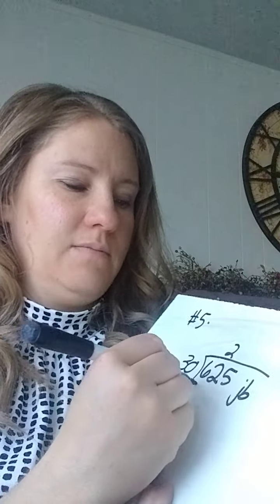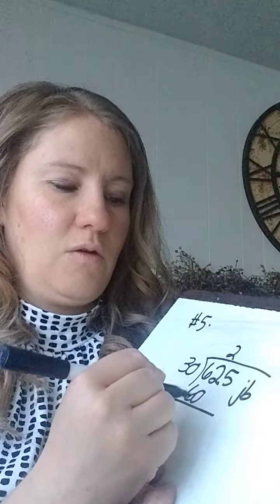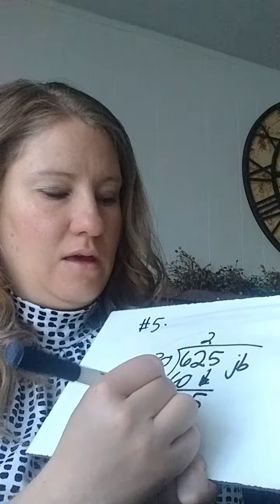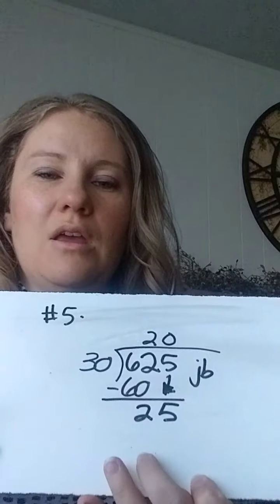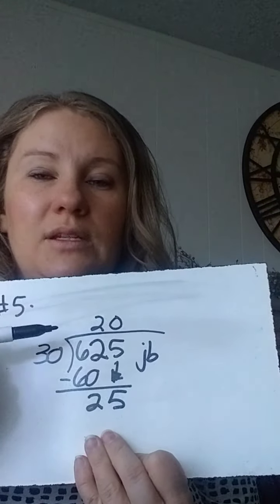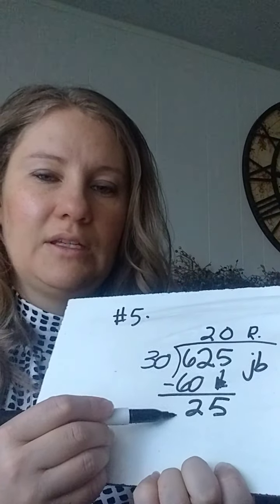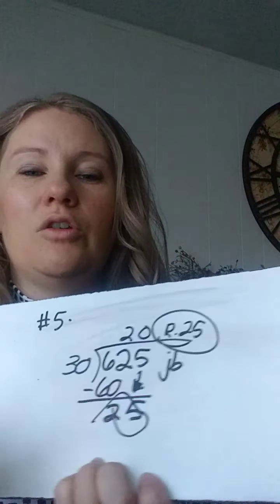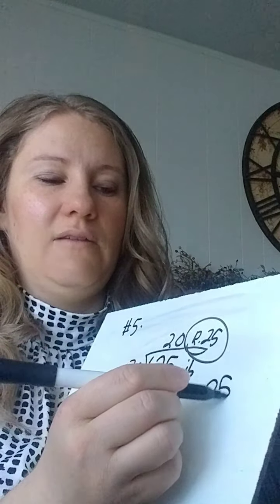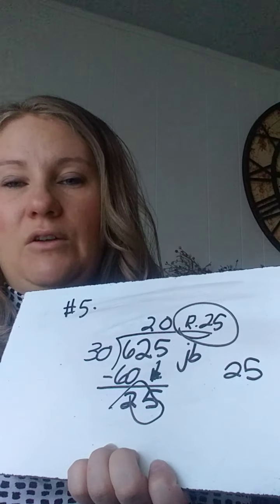So that's 2 times. We'll subtract. 62 minus 60 is 2. Bring down our 5. 30 can't go into 25, right? So we'll put a 0 above our 5. So each person will get 20 jelly beans, and we'll have a remainder of how many jelly beans? This number down here. So when the question on number 5 says how many jelly beans are left over, that's our remainder. So you can just write that number. 25 jelly beans will be left over. All right, number 6.